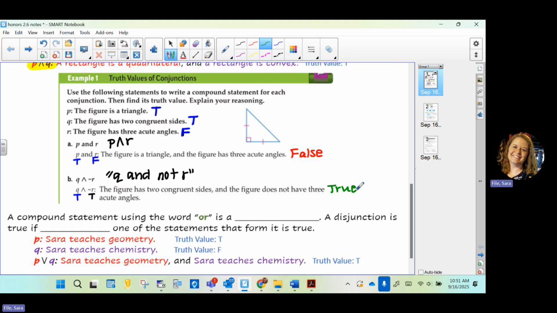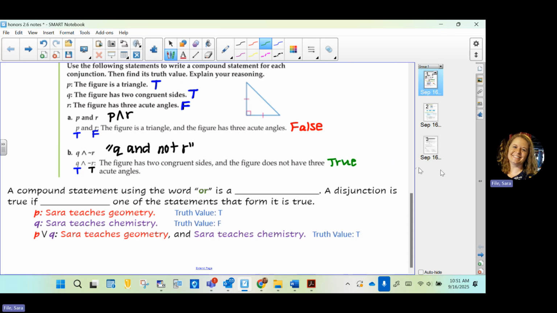Y'all follow? Okay, so we're thinking logically. We're using our logic skills to think through these truth values. All right, so that's with and. The other type of compound statement uses the word or. So if you use the word or, it is called a disjunction. And the symbol for a disjunction is here.